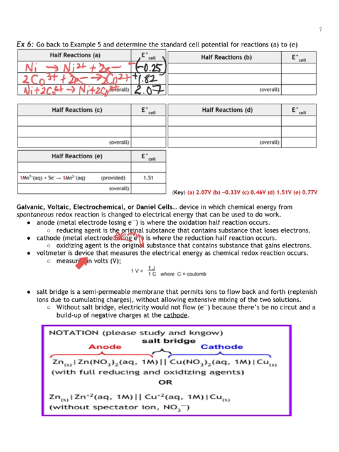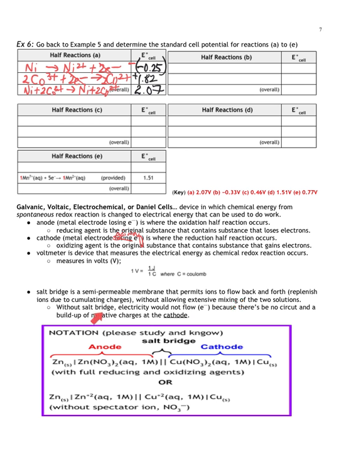And also the reducing agent is in the original substance that contains the substance that gains electrons. The voltmeter is going to be where the electrical wire is. It's a device that measures the electrical energy as the chemical redox reaction occurs, and it's measured in volts, which is joules per coulomb. The salt bridge is a semi-permeable membrane that permits ions to flow back and forth, and it replenishes the ions due to accumulating charges without allowing extensive mixing of the two solutions.